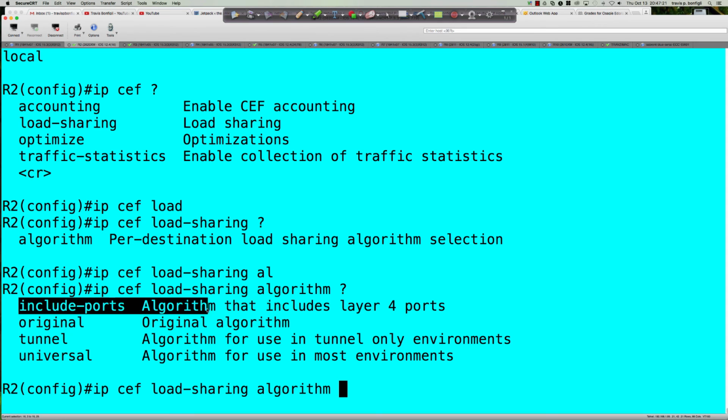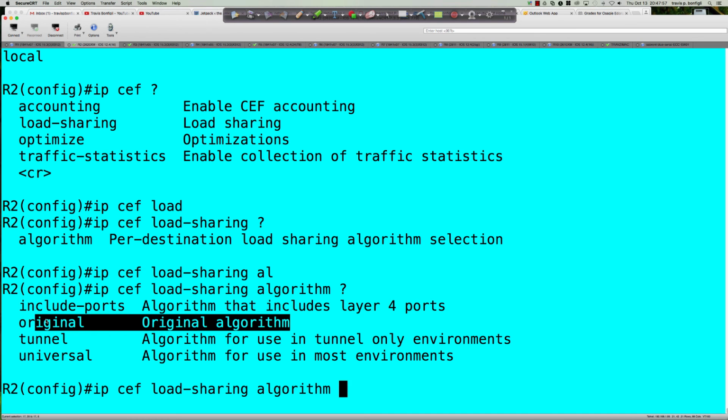Just like with EtherChannel, remember with EtherChannel you can also include the layer 4 information, right? Those TCP UDP port numbers. So if you wanted to use something other than the universal algorithm to make it more random, and to ensure that you don't have polarization, you could say include ports. Then there's the original, which is sort of the old school, but I would not use the original because I believe that this was pretty susceptible to CEF polarization.